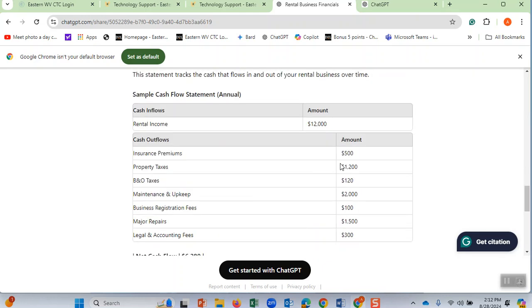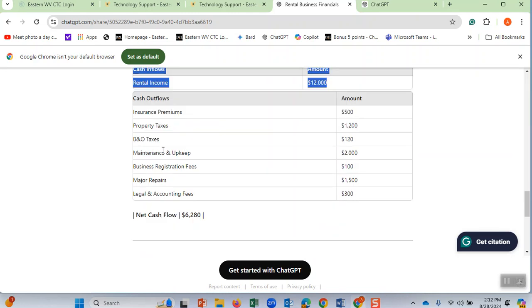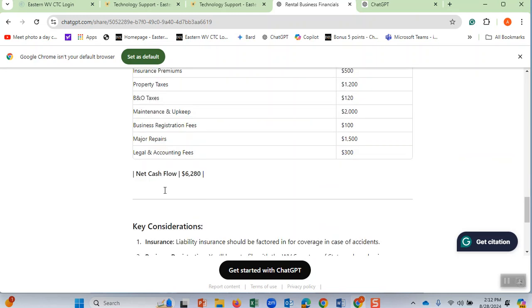Now, we look at the cash flow statements. That $12,000 is cash inflow, the cash that is coming to the business, and these are the cash outflows, the cash that goes out of the business, which gives the net cash flow. At the end of the year, they will have $6,000 cash available to them.